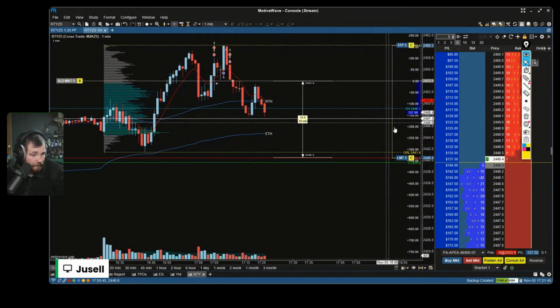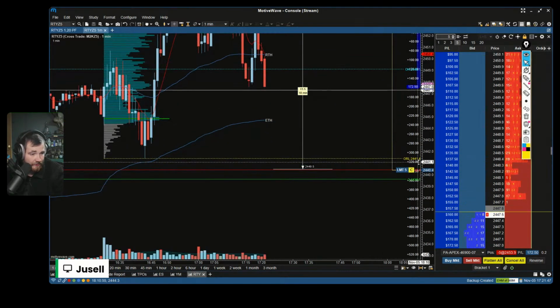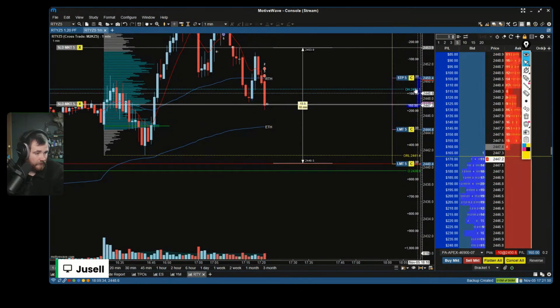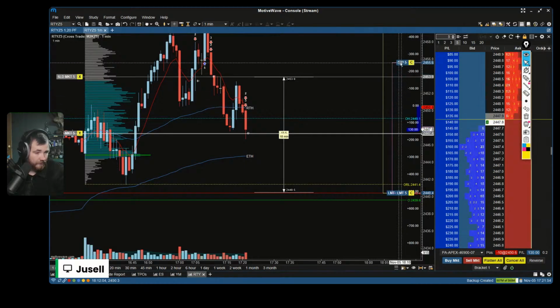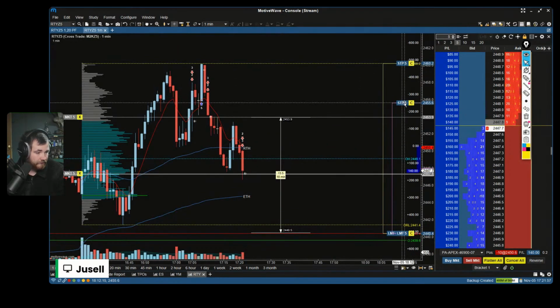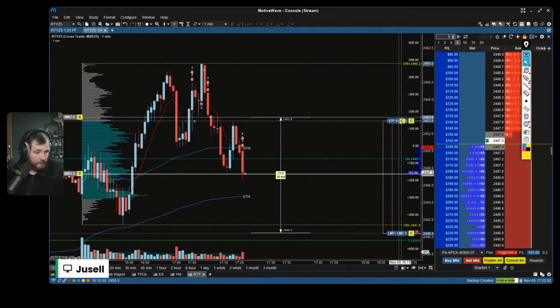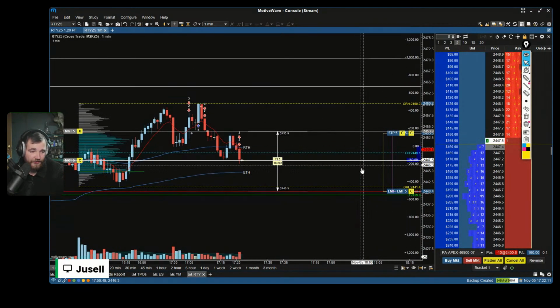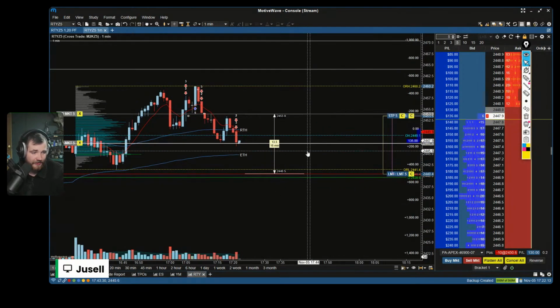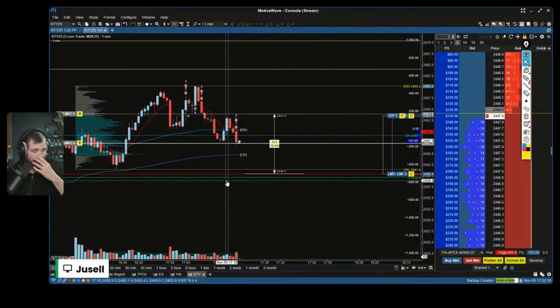We didn't make a lower low yet. Now we do. And there we go. We add to the position. And we have new risk reward here. We don't want to see it break above the RTH VWAP again. We want to see it continue moving downwards.